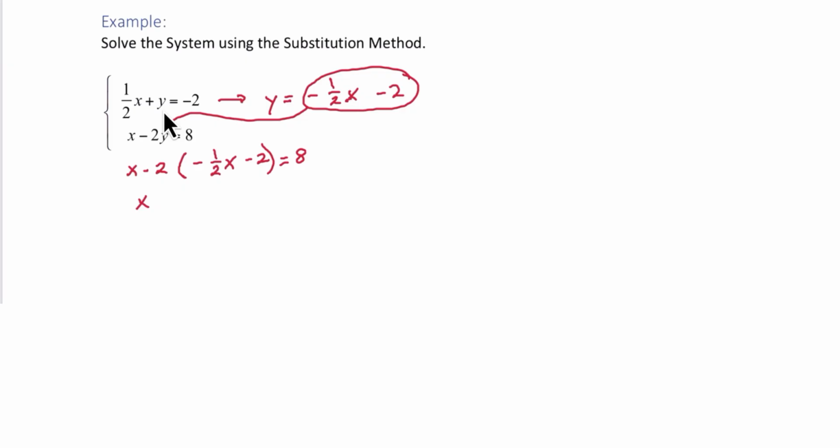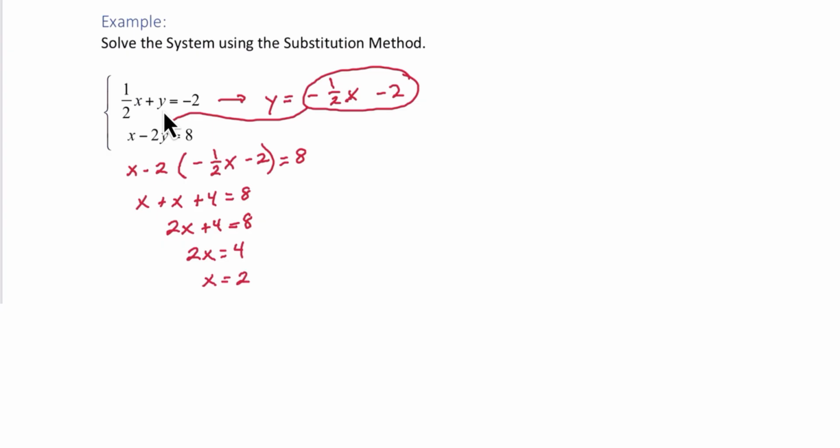Distribute that -2. We have x plus 4 equals 8. 2x plus 4 equals 8. Subtract 4 on both sides. 2x equals 4, and then divide by 2, we get that x equals 2.